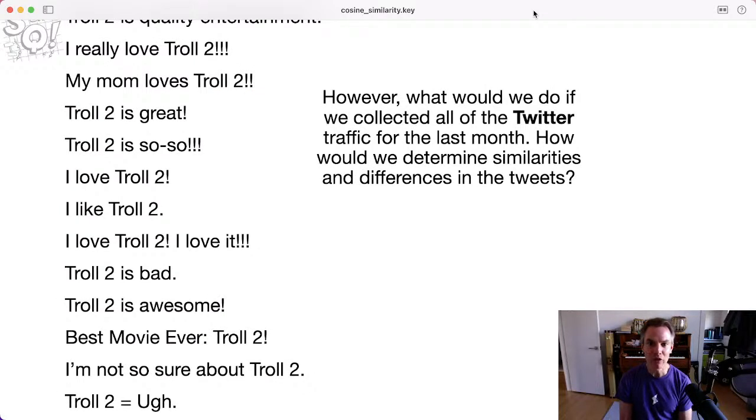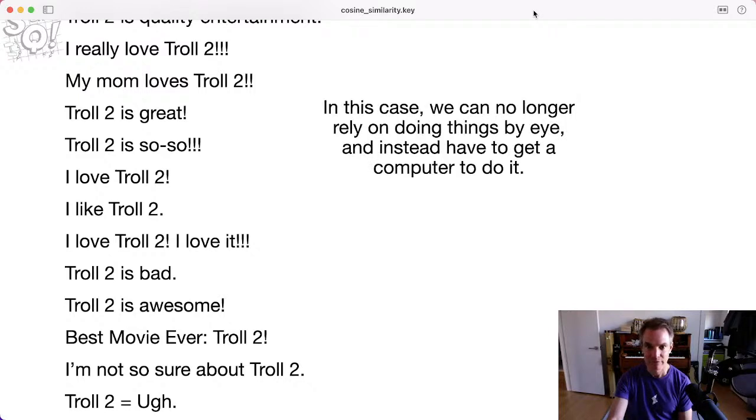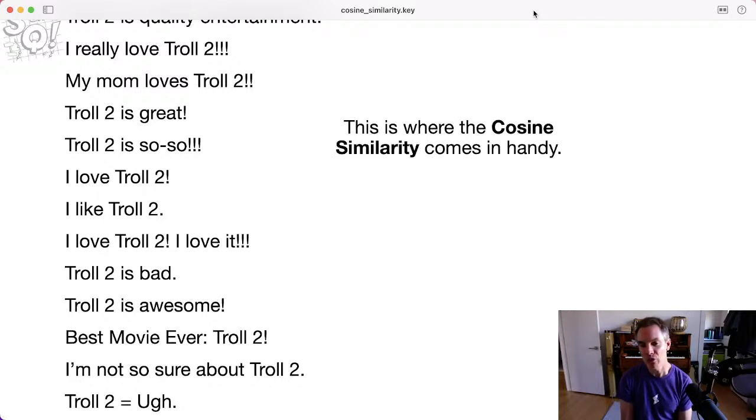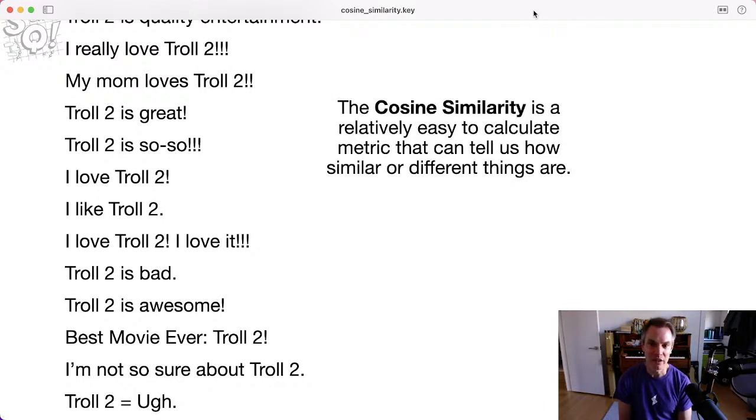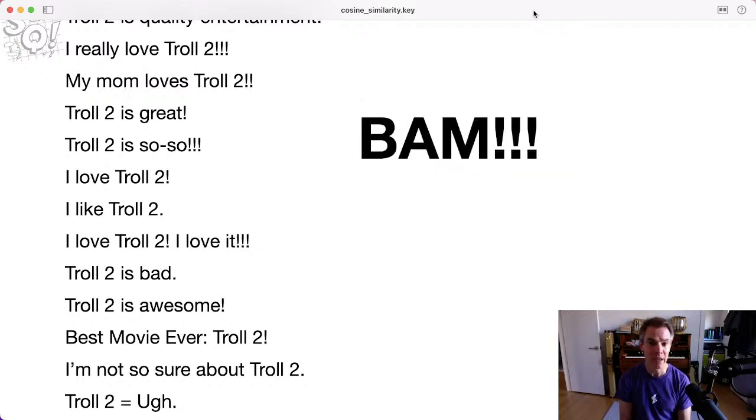However, what would we do if we collected all of the Twitter traffic for the last month? How do we determine similarities and differences in the tweets? In this case, we can no longer rely on doing things by eye, and instead have to get a computer to do it. This is where the cosine similarity comes in handy. The cosine similarity is a relatively easy to calculate metric that can tell us how similar or different things are. Bam!